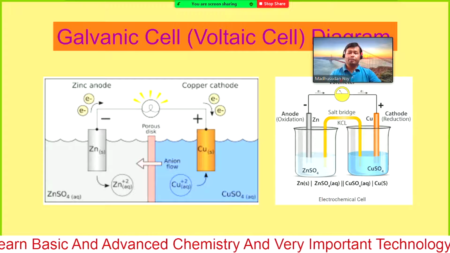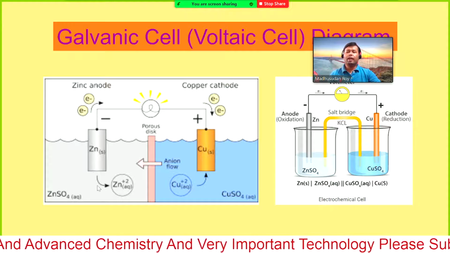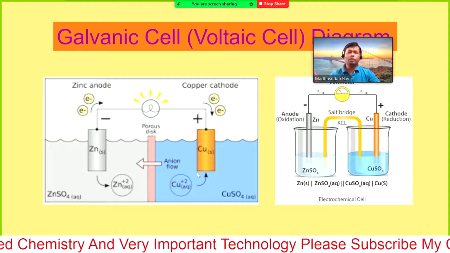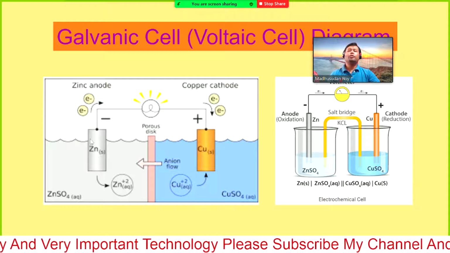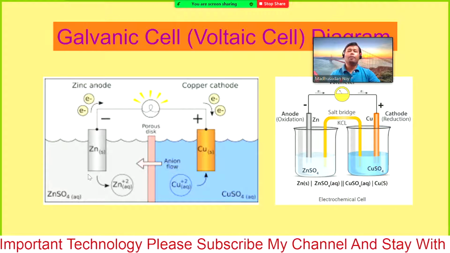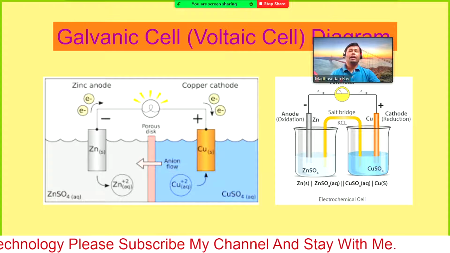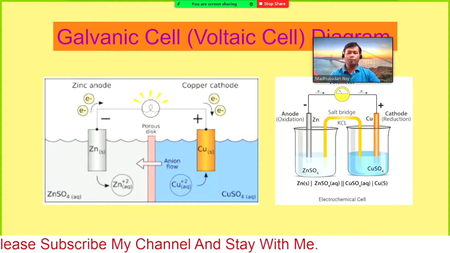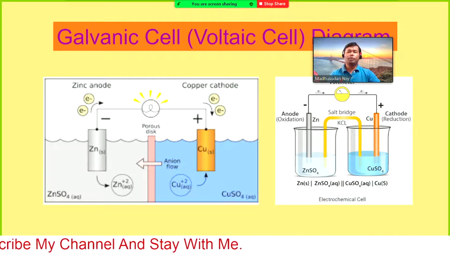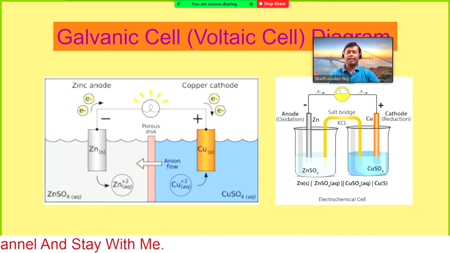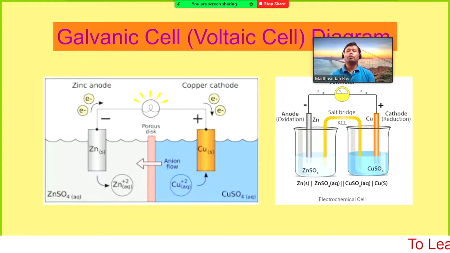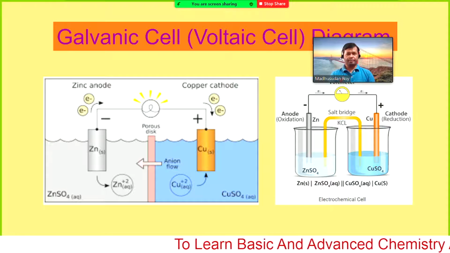So depending on the position of the metals or electrodes in the reactivity series, you will get how much electron flow, or what would be the potential difference between the electrodes. So you just need to remember how many electrons you need or what potential difference you need. Depending on that, you have to choose the electrodes and electrolytes.